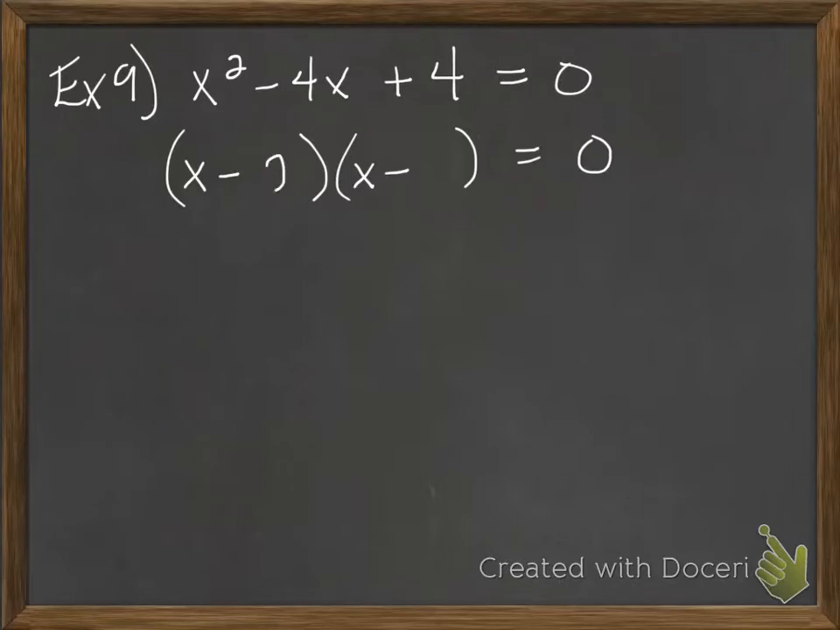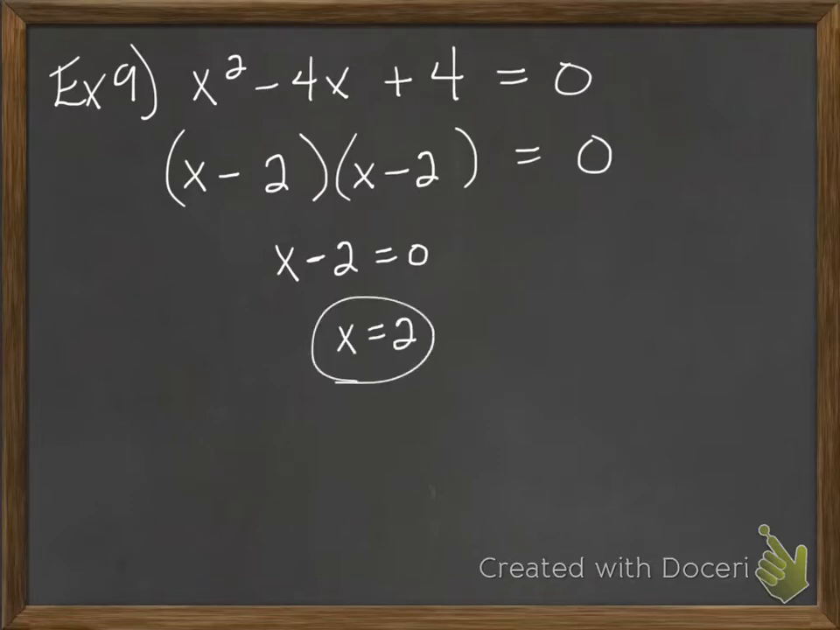2 and 2. I wanted to show you this example because in this example both factors are exactly the same. So there is no reason to write x minus 2 equals 0 and x minus 2 equals 0 because you're going to get the same answer. So you're just going to set one of your factors equal to 0 because they're both the same. And you'll add 2 to both sides, and you'll just get one solution here.